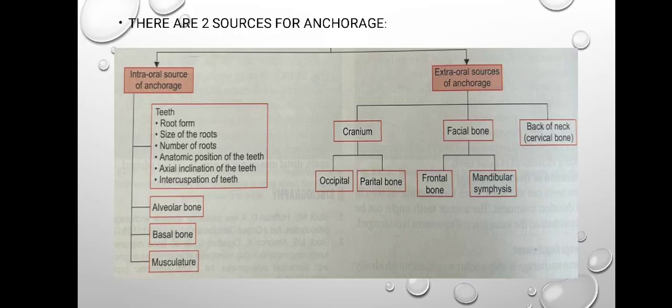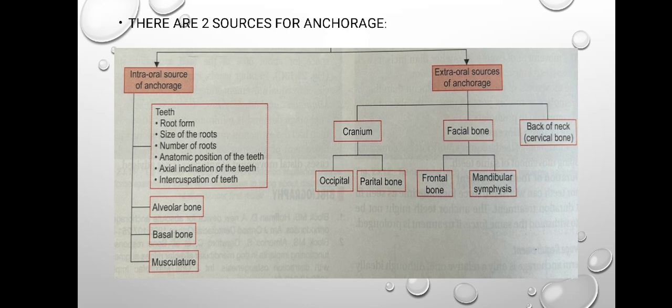Now we will see the sources of anchorage: intraoral source and extraoral source. Intraoral sources include teeth, alveolar bone, basal bone and musculature. In the teeth, the intraoral source for anchorage will depend on its root form, size of roots, number of roots, anatomic position of the teeth, axial inclination of the teeth and intercuspation of the teeth.